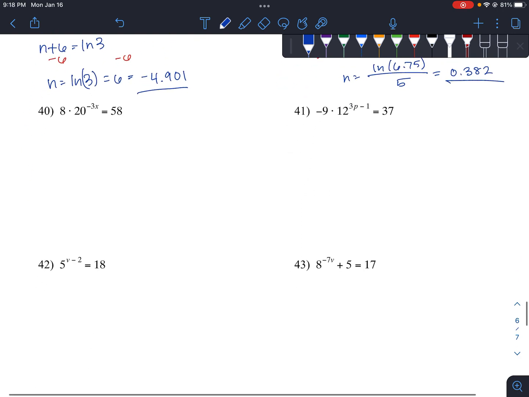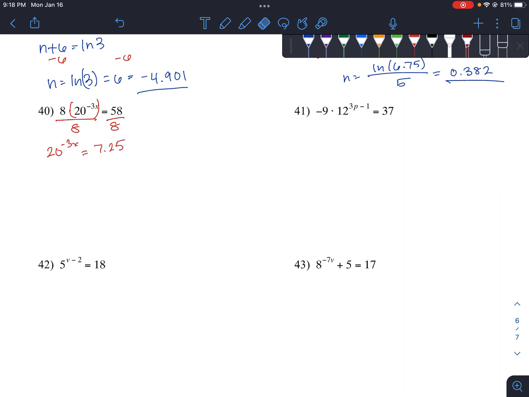For 40, here's my exponential expression. Let's first divide by 8. So I'll have 20 to the negative 3x equal to, 58 isn't divisible fully by 8, but let's see what decimal we get. 7.25. So I'll get 20 to the negative 3x is equal to 7.25.